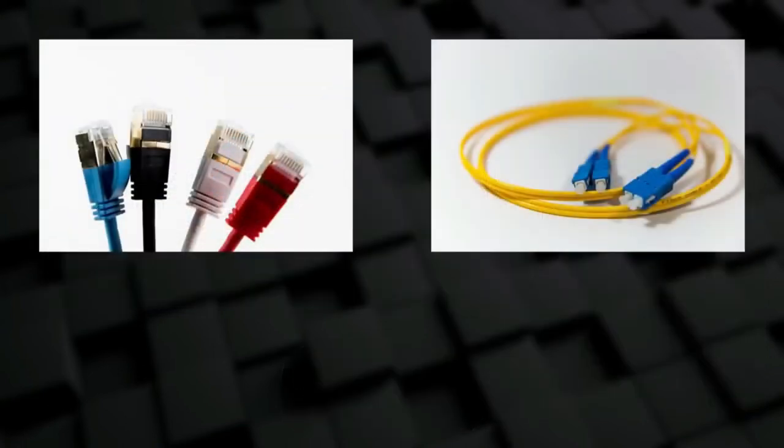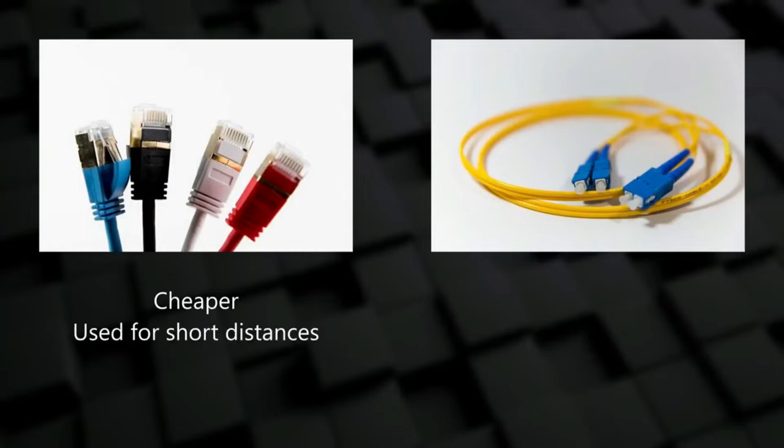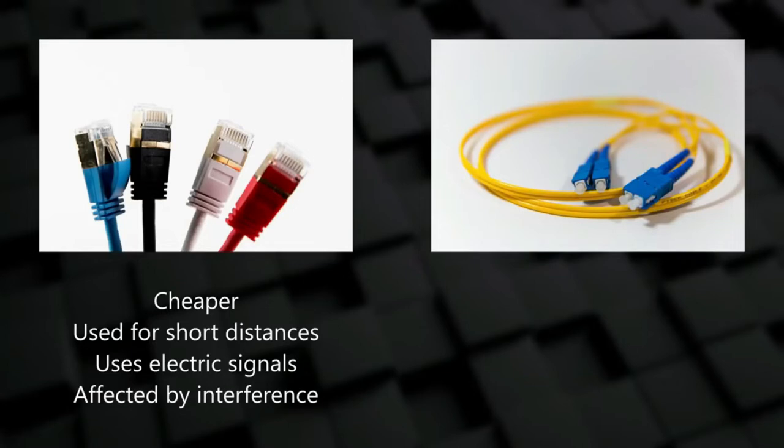1990s. Cables can be copper or fiber. Copper cables are usually cheaper and are very common for short distances. Data is sent over copper cables using electrical signals. This means that they can be affected by outside interference. I'll explain why this happens a bit later.